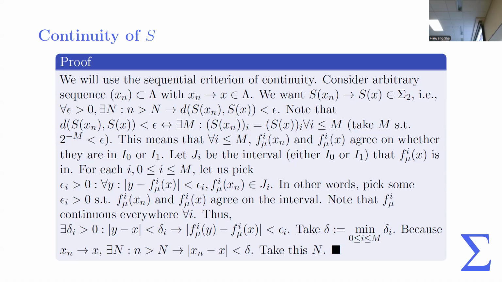But this epsilon also requires that f^i of x_n is also in J_i, right? But it's just for f raised to i. So how do you enforce the restriction that f^i of x_n and f^i of x agree on this?